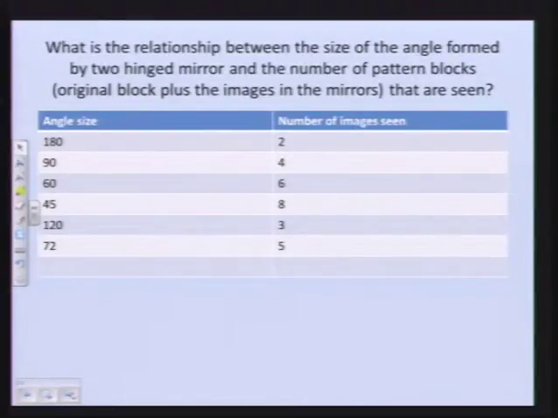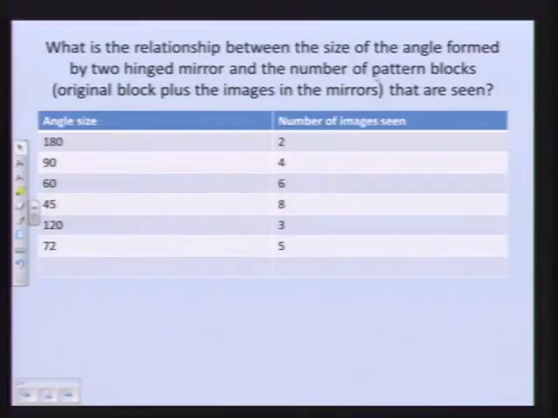With the 180 degrees, we could see the 2 images. With 90, we could see 4. If I adjusted it to 60, I would be able to see 6. With 45, I'd be able to see 8. With 120, I'd be able to see 3, and with 72, I'd be able to see 5. So I've got these in different orders here. I might have preferred to list them in numerical order, but the question that you might think of first, since you've done so much with linear equations, is this a linear relationship?